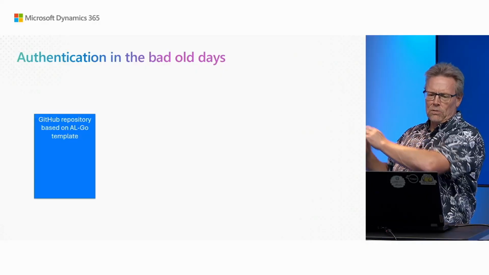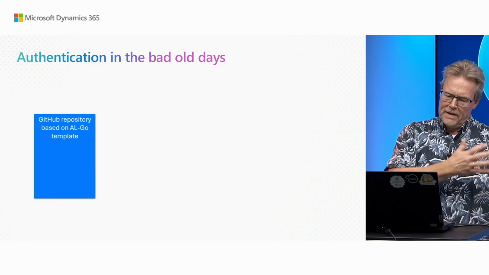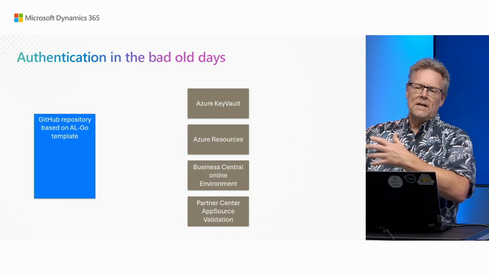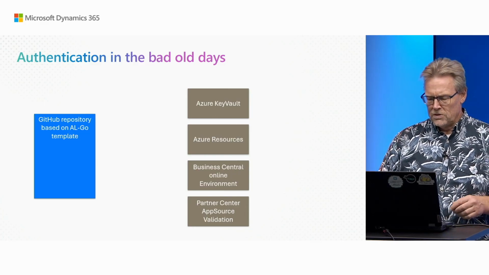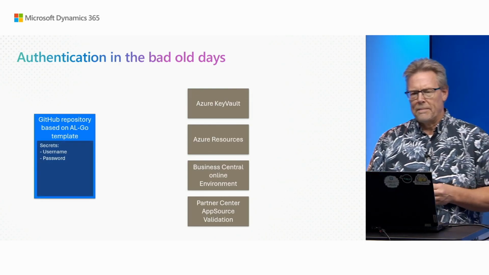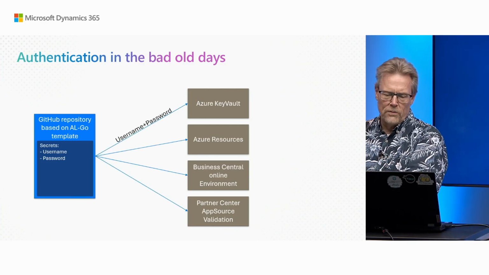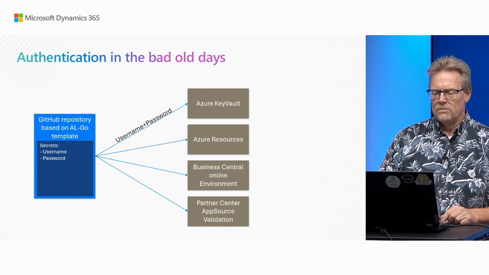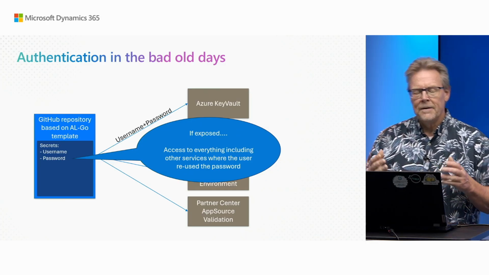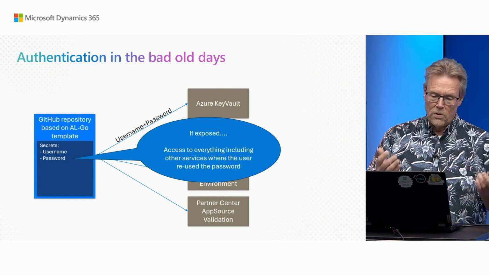If we look at the bad old days, not the good old days, the bad old days, if you had a repository and you wanted to authenticate to some resources, that could be a key vault, some resources, or Business Central, that be it, you needed secrets for a username and a password, and this username and password would really be used in order to authenticate to whatever resources you are trying to authenticate to. The problem with this is that if these secrets were exposed, then everything was exposed, right? Like your life was exposed if you used your own username and password.